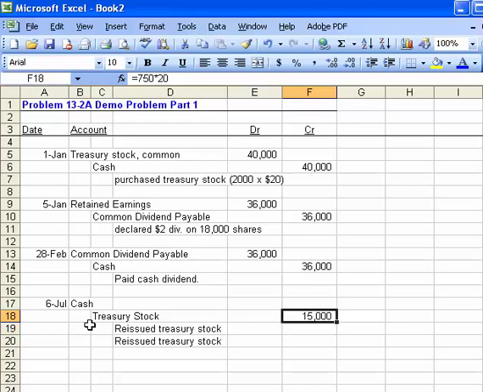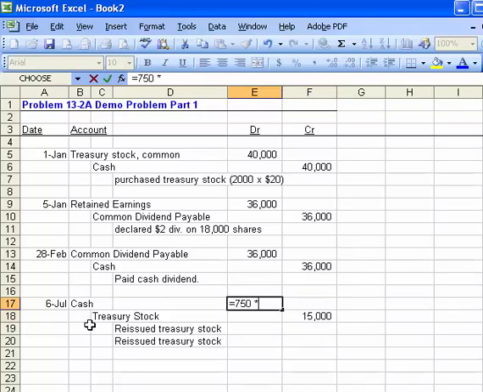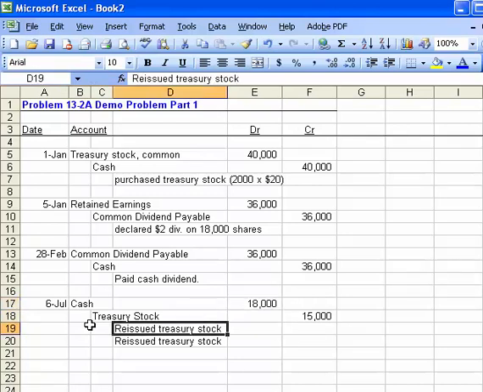Now, we know that we received cash of 750 times $24 per share. So we can force our third item. I want to delete this here. I'm just moving my comment down.